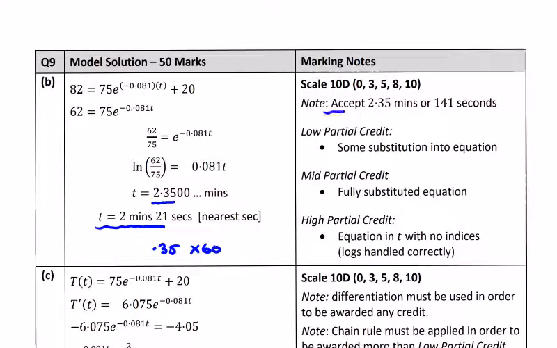And what was accepted here? The 2.35 was accepted, or 141 seconds. So don't be too stressed out if you're not converting time at the end. If you're stuck for time, just make sure you're focused on getting the first part correct.